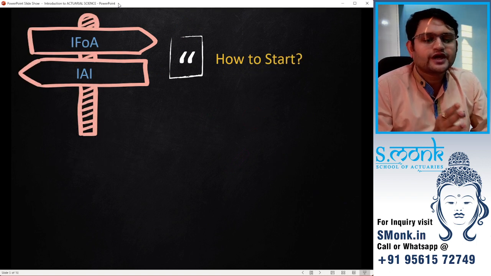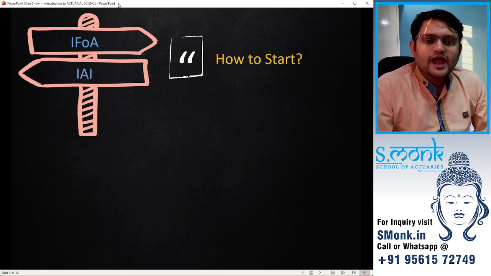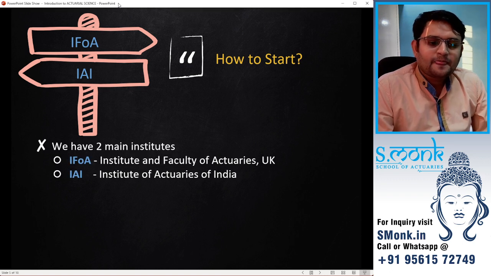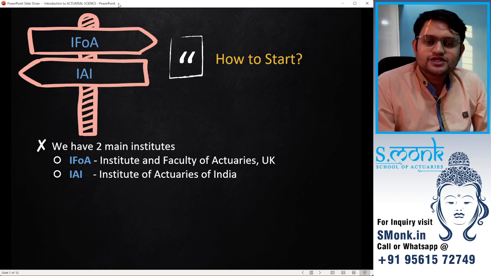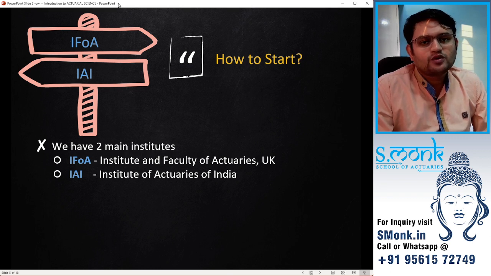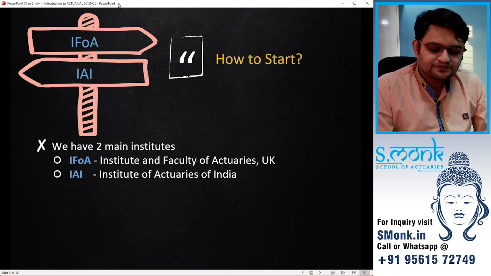Now, how to start your actuarial journey? There are two institutes. One is IFOA and the other is IAI. IFOA is the Institute and Faculty of Actuaries, UK, so it's a UK-based institute, and the other is the Institute of Actuaries of India. Both of these institutes conduct their examinations in India, and both are very well recognized by the companies that provide you jobs here. So whichever institute you choose in India, you will have no problem in getting jobs.